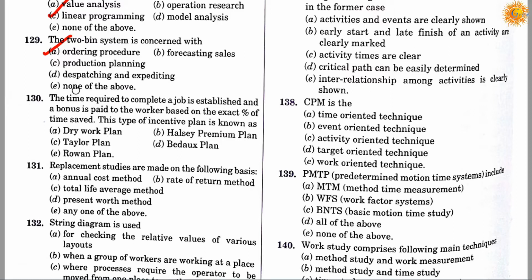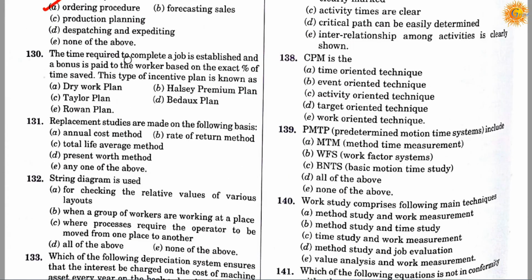Question number 130. The time required to complete a job is established, and a bonus is paid to the worker based on the exact percentage of time saved. This type of incentive plan is known as: option A is Halsey plan, option B is RC premium plan, option C is Taylor plan, option D is Baddock's plan, and option E is Rowan plan.